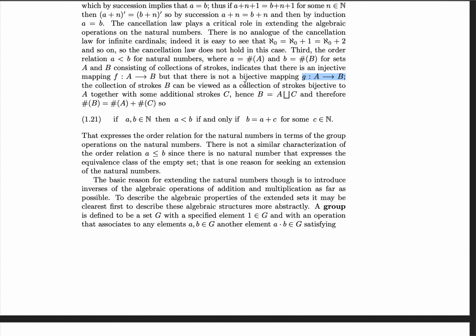Since there's no bijective mapping, we can say that B is a collection of strokes which is bijective to A as long as we append some additional strokes contained in the set C. So we get B is equal to A disjoint union C for some C, and therefore there exists some C such that the cardinality of B is equal to the cardinality of A plus the cardinality of C. Or if we go to the natural numbers instead, we say that for any two natural numbers, A is less than B if and only if B is equal to A plus C for some natural C.